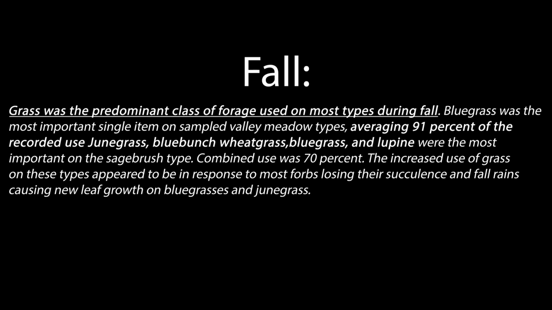June grass, bluebunch wheatgrass, bluegrass, and lupine were the most important on the sagebrush types. So that combined use was 70%, right? We're still sticking with grasses other than the lupines, those are more of a forb. The increased use of grass on these types appears to be in response to most forbs losing their succulence and fall rains causing new leaf growth on bluegrasses and June grasses. So this is straight from a study. And I could go on and on.